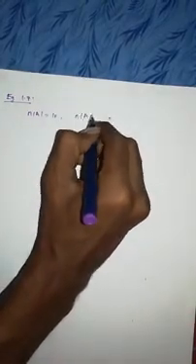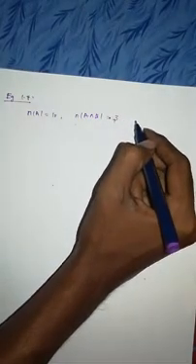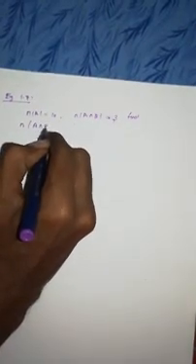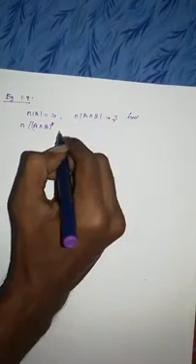Now moving to example 1.7. n(A) is 10. n(A intersection B) is 3. Find n((A intersection B)' intersection A). It's a very easy one.